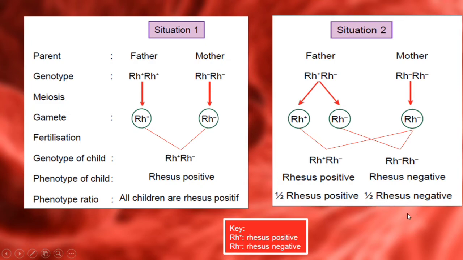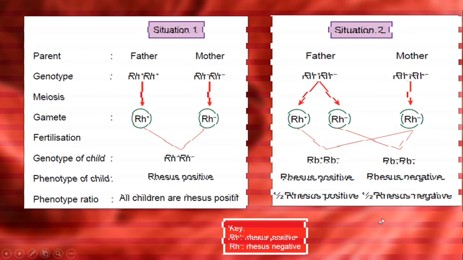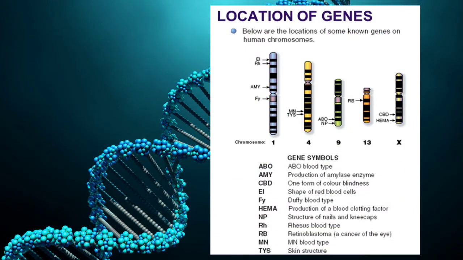So this is the location of the gene. The ABO blood group we can see here at chromosome number 9. Then we have the Rhesus blood type, which we can find on chromosome number 1 here.